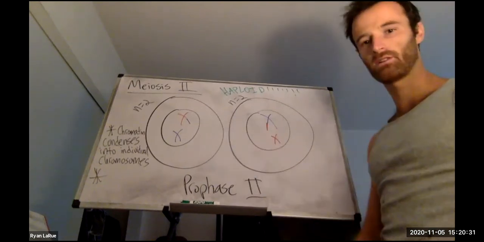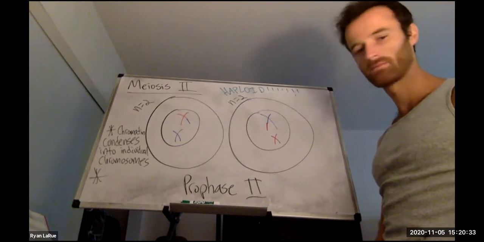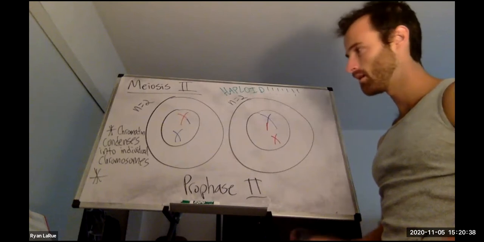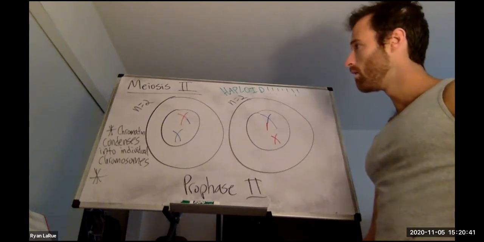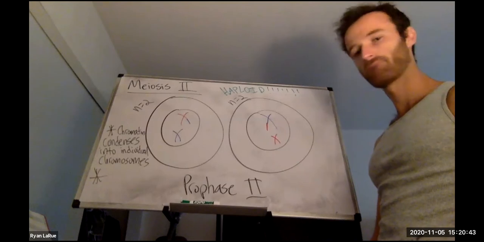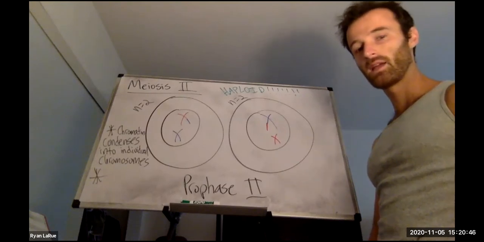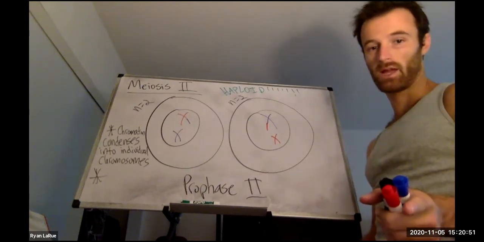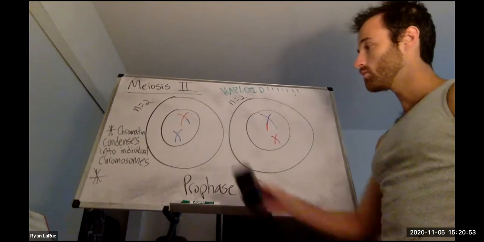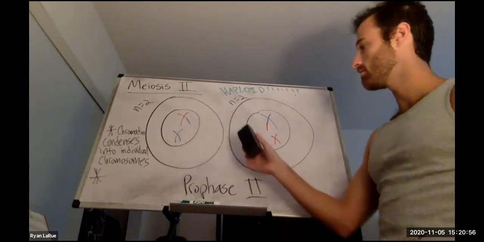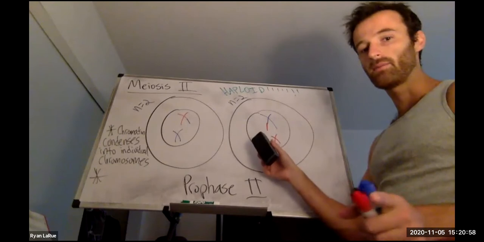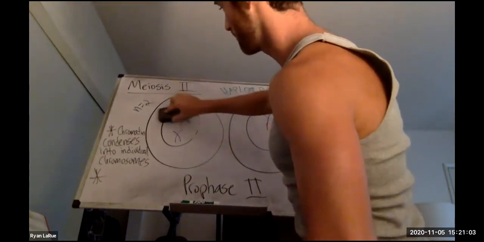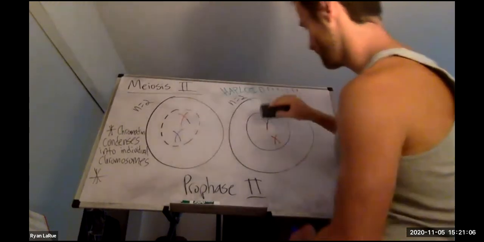Got our condensed chromosomes. So two nuclei don't form. That happens during telophase, right? So we've already got two nuclei. See, these are the nuclear membrane. They dissolve. They start to break down. So I'm going to just draw or erase to represent that.